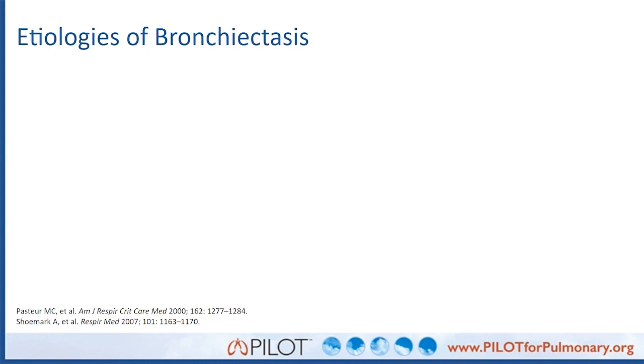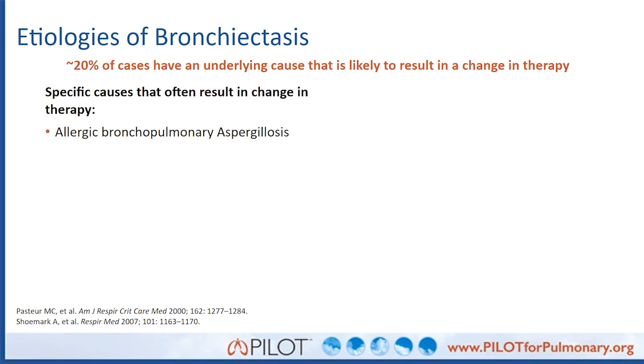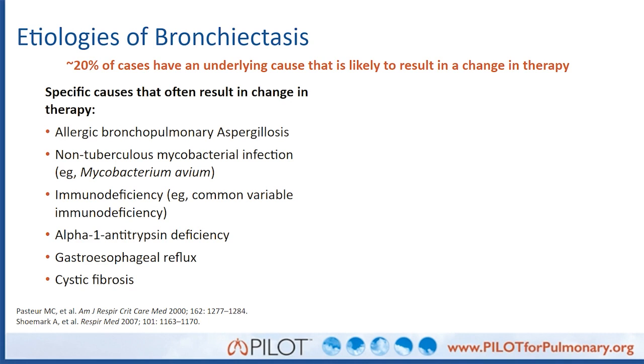So what are the etiologies of bronchiectasis? In discussion of this, it's important to understand that about 20% of cases will be found to have an underlying cause that is likely to result in a change in therapy. Some of these include allergic bronchopulmonary aspergillosis, non-tuberculous mycobacterial infection, immunodeficiency, the most common of which in adults is common variable immunodeficiency, alpha-1 antitrypsin deficiency, gastroesophageal reflux, and cystic fibrosis.